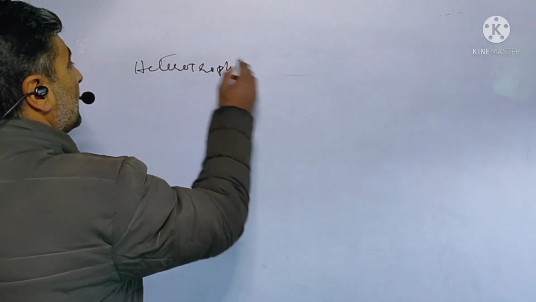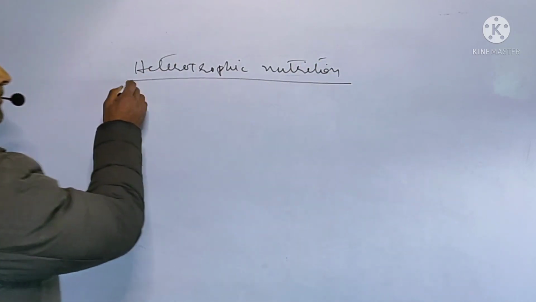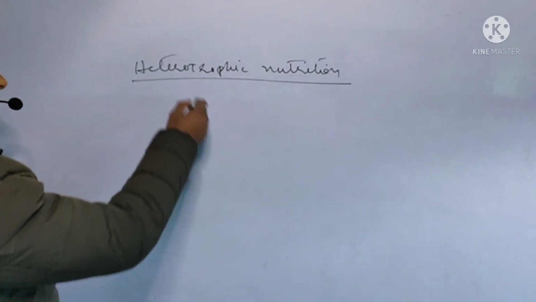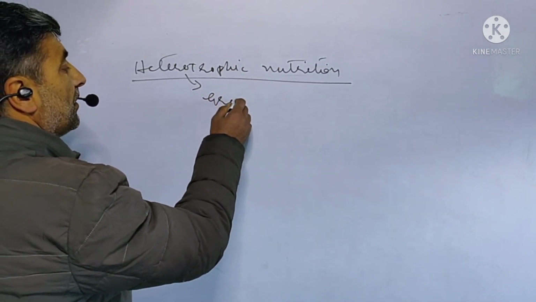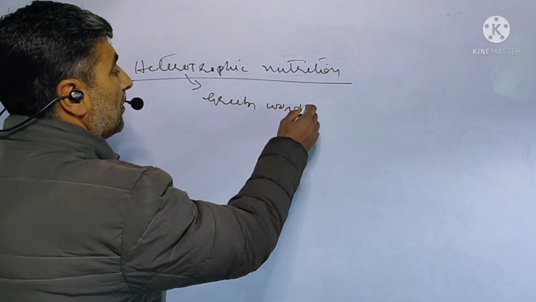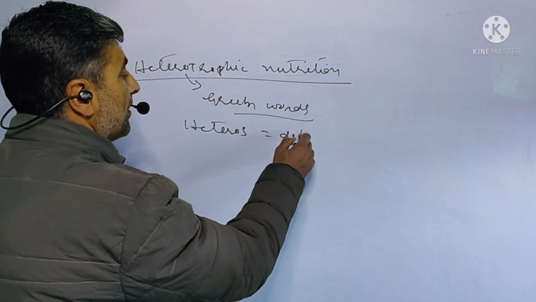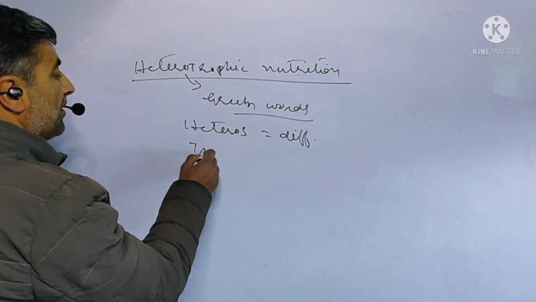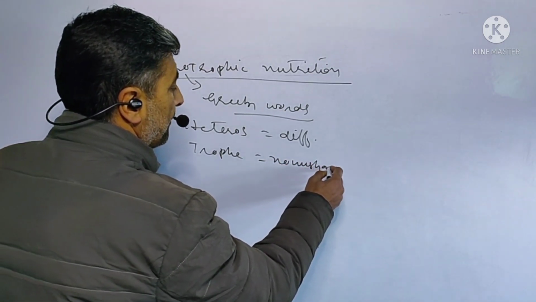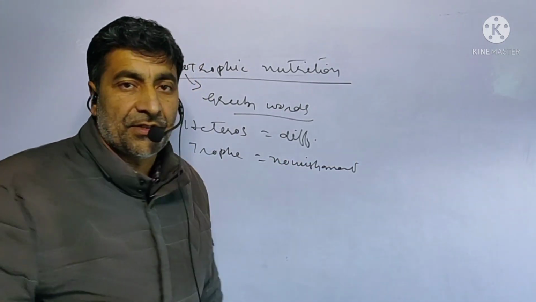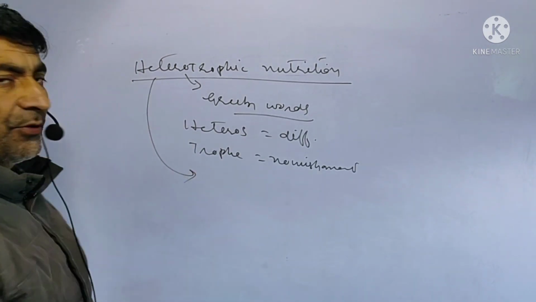Heterotrophic nutrition. It is derived from two Greek words. Heteros means different, and trophy means nourishment. So what is heterotrophic mode of nutrition?